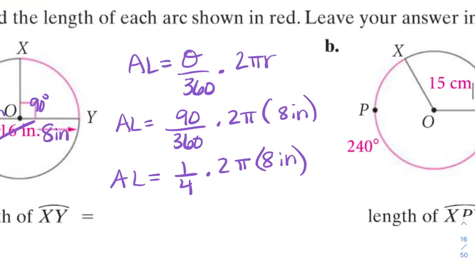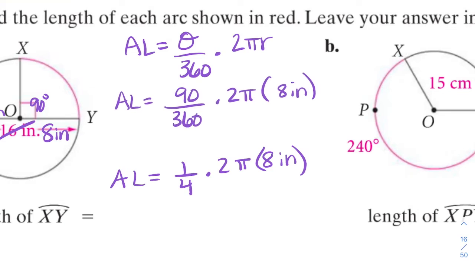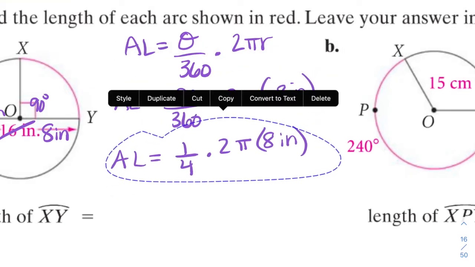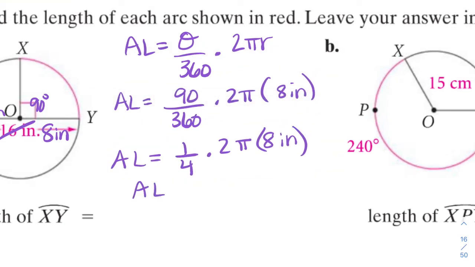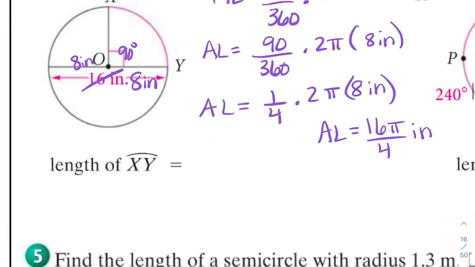I am running out of room. I would really like to fit this all up here, so you don't need to simplify in the next line. So arc length equals 8 times 2 is 16, so 16 pi over 4 inches. That simplifies. 16 over 4 is 4, so it's 4 pi inches.